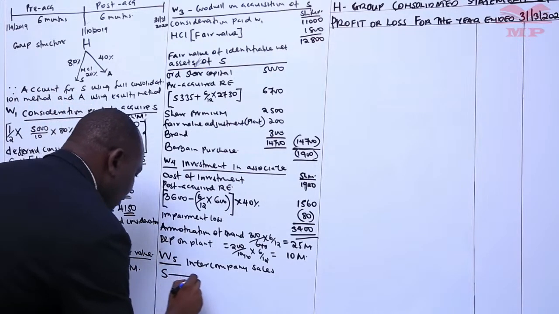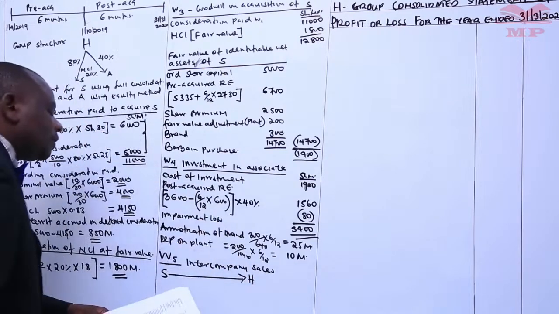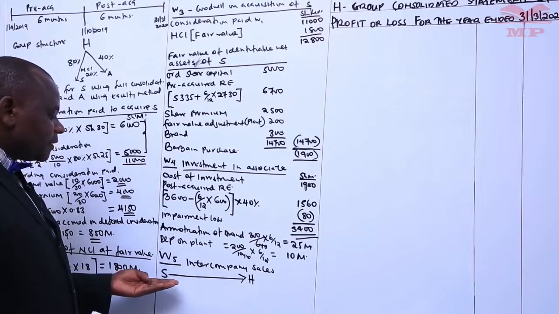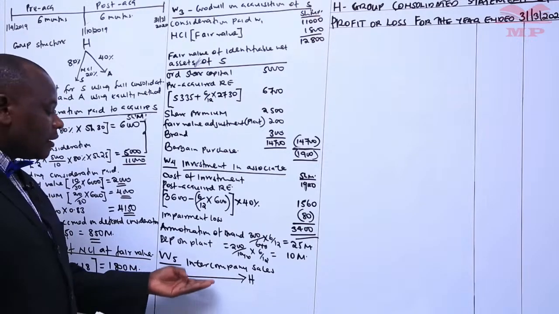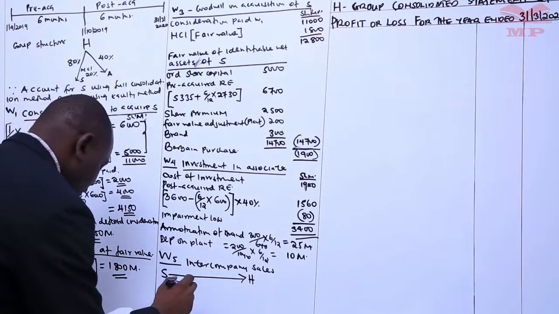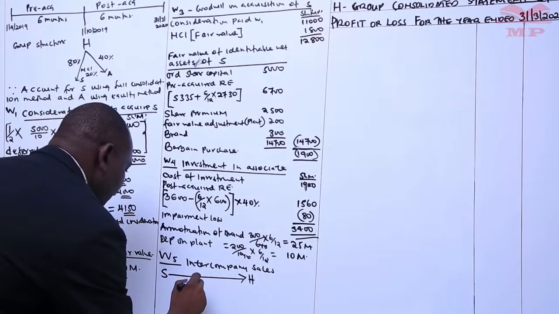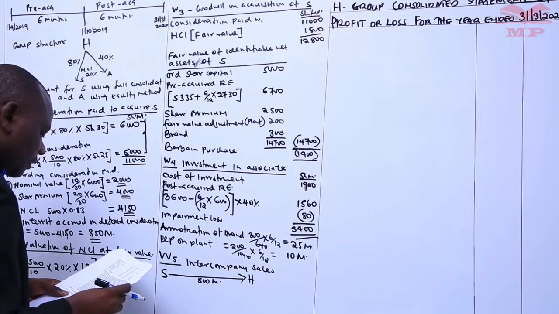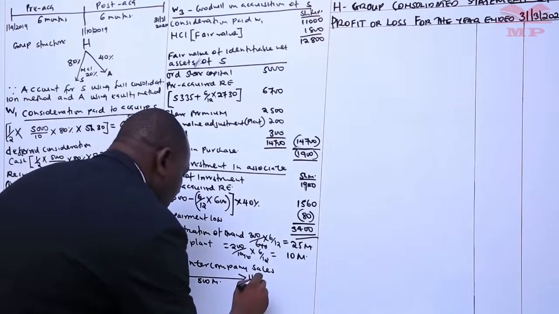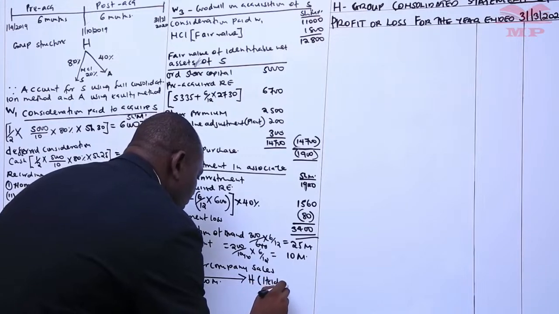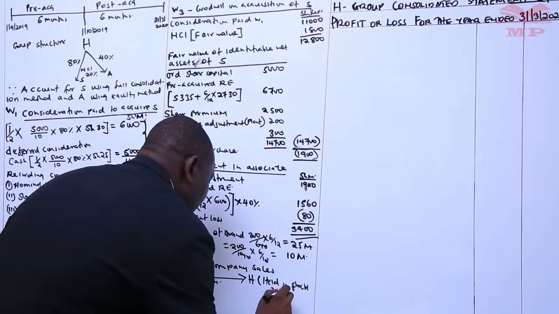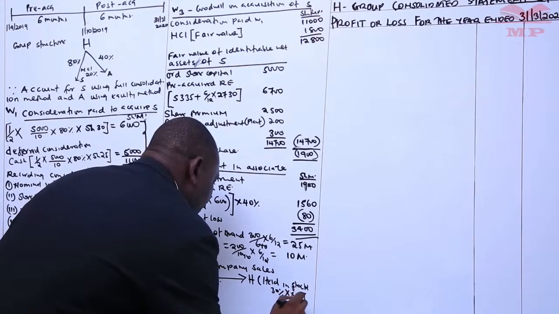So S is selling goods to H. Again, which kind of trading is this? This is called an upstream transaction. That means that this unrealized profit must be shared between H and S during consolidation. The amount of goods sold here is 500 million, and we are told that 30% are held in stock of H. So held in stock is 30% times 500, giving us 150.